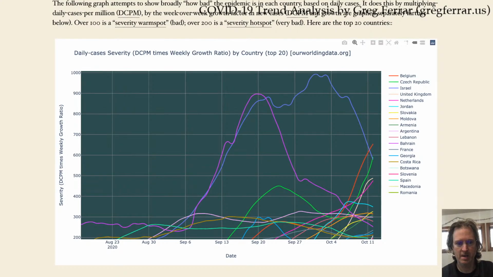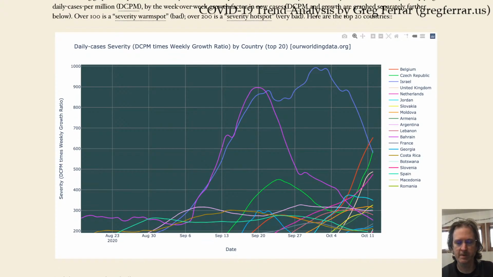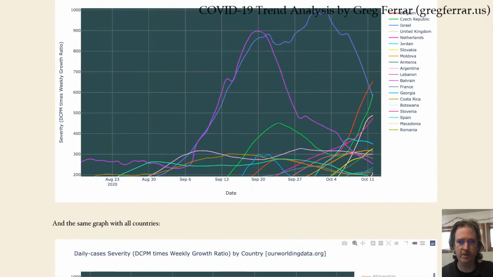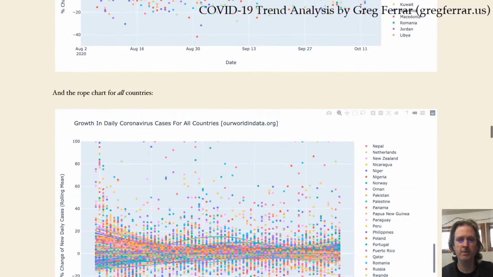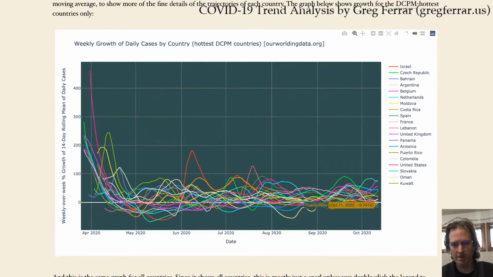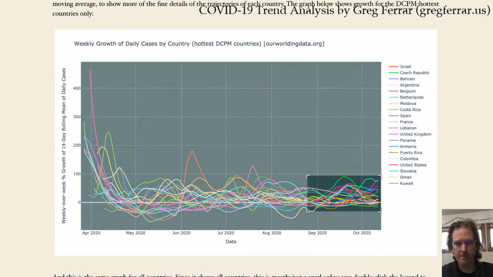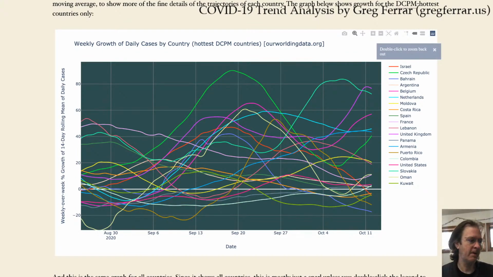Europe is severely hit. If we look, however, at growth, one of my favorite graphs is the growth graph. It gives us a sense of where all these are headed. It's one thing if you have 1,000 severity and you're climbing. Severity includes to some degree whether you're climbing or not. But you can have 1,000 severity if you're not climbing, if you have a huge number of cases. But this graph simply shows where we're headed.